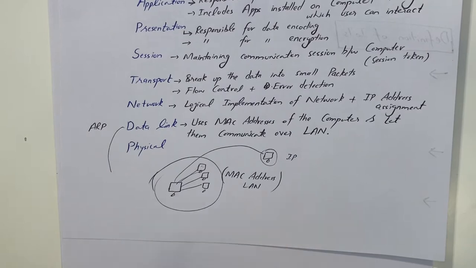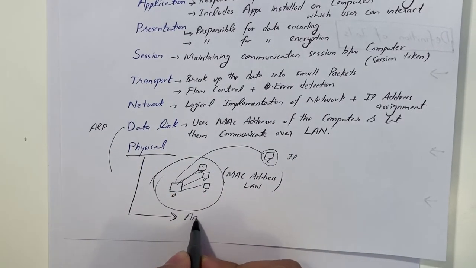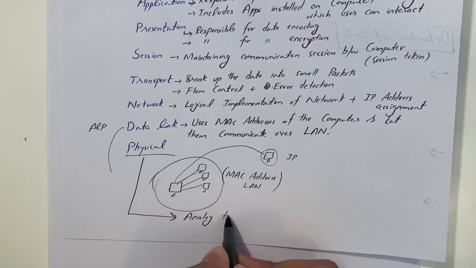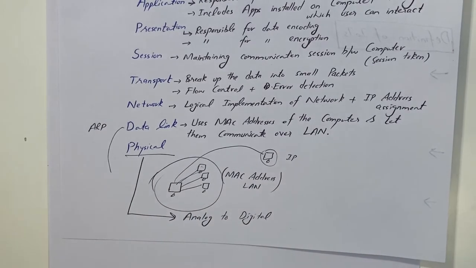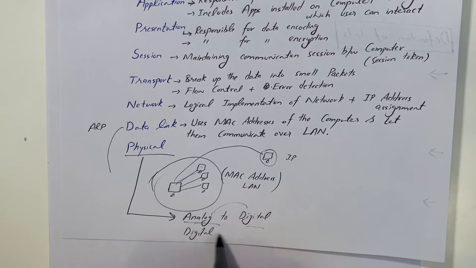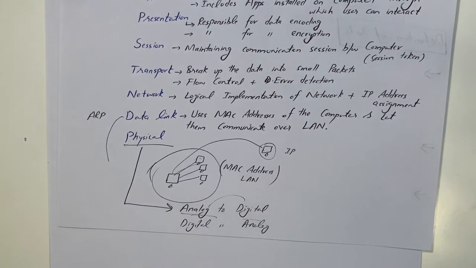Okay. The physical layer, it's very simple. The physical layer converts analog to digital. Basically, it does signaling. So it converts the analog signal which is coming from your ISP traveling through the wires. It is basically in analog form, but computers are digital. They require the data to be digital. So it converts the analog data into digital and then converts digital back to analog. So that's basically what the physical layer does.